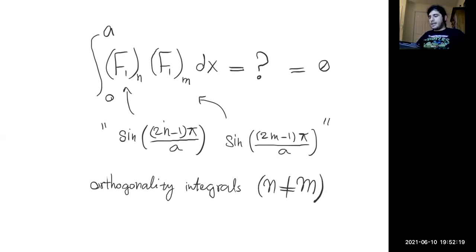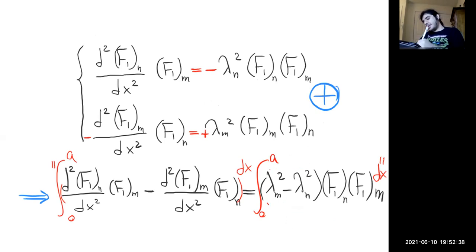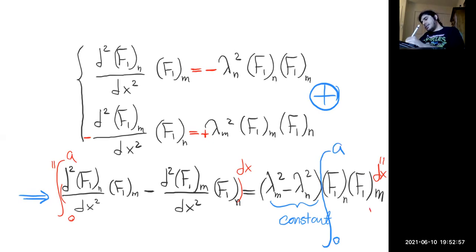Knowing that, if we come back here and integrate both sides from 0 to a with respect to x, this part is constant. Not being non-zero doesn't really matter, actually. What matters is that this thing is constant. It comes out of the integral, right? So I can move the integral inside, and this integral inside is equal to 0, as we have seen before. So the right-hand side is equal to 0. Therefore, the integral of the left-hand side has to be equal to 0.